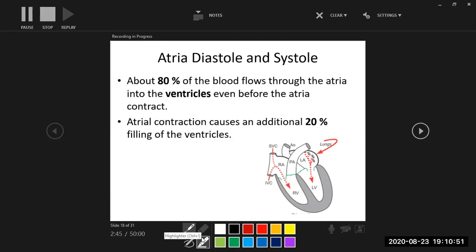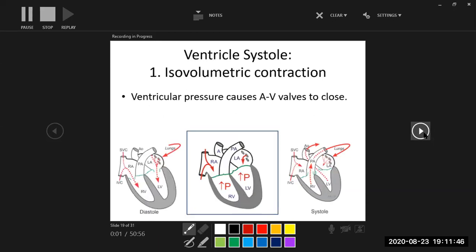Let's see, use the pen. So in the beginning, it will fill up to about 80%, right? 80% here, 80% here. And then the contraction will fill another 20% to make it 100% full. So that is the atrium diastole and systole. During the atrium diastole, it's also the ventricular diastole. The blood has already filled up to about 80%, and then atrium systole will eject another 20% to make it 100% full. So that's the atrium.